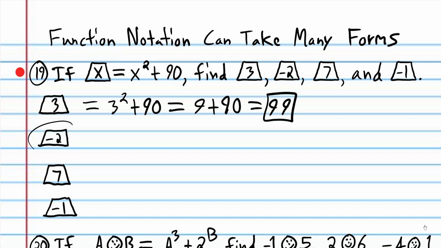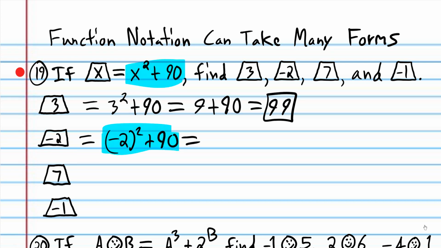Now we're asked to find trapezoid negative 2. So trapezoid negative 2 is negative 2 squared plus 90. How do I know that? Well, because I'm just copying this expression down. The only difference is instead of x, I'm writing negative 2. So then we get 4 plus 90, which is 94.